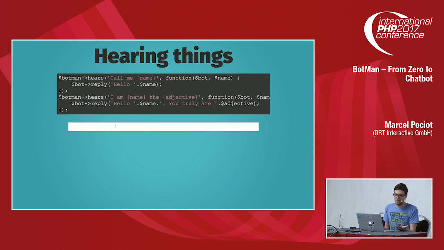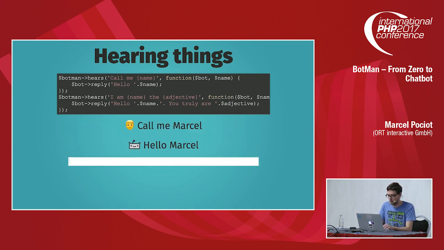Now, listening to just strings is nice, but we actually want to receive some information from our users. So the easiest way to do this with BotMan is having curly braces around parameters. And this will be added to the closure as a second parameter, which you can then use inside of it. So if I type call me Marcel, this will get passed. It will see that call me, and then there's some parameter. And this parameter will be passed to the function, and here we can just use it to reply something.